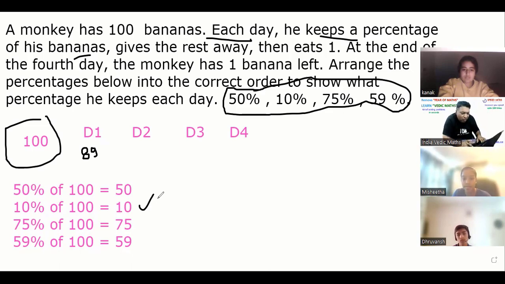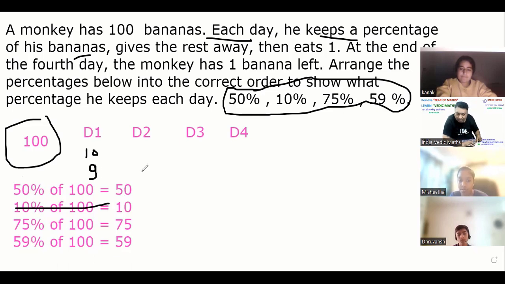Okay, then let's do it another way. He keeps 10%. So on the first day he keeps how much? 10, right? And out of that he eats 1 banana. So how many bananas remain with him now? 9. This is done. Now only 9 remain because he has eaten 1.